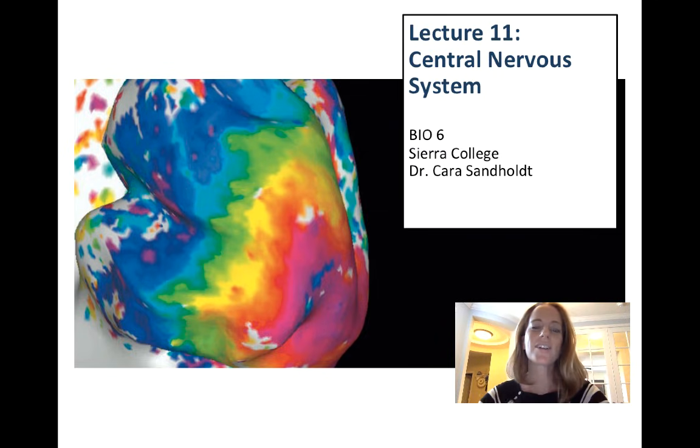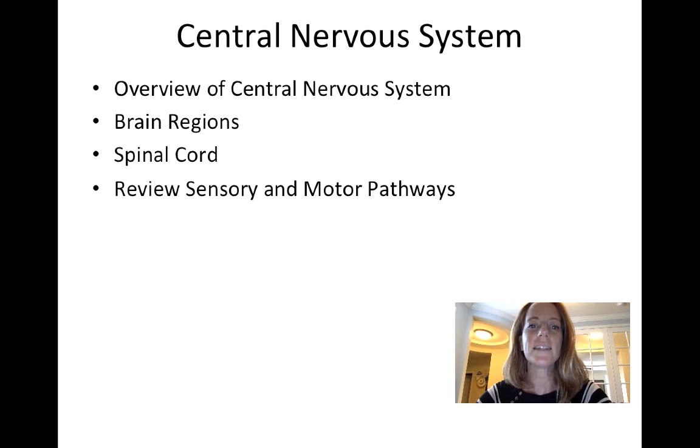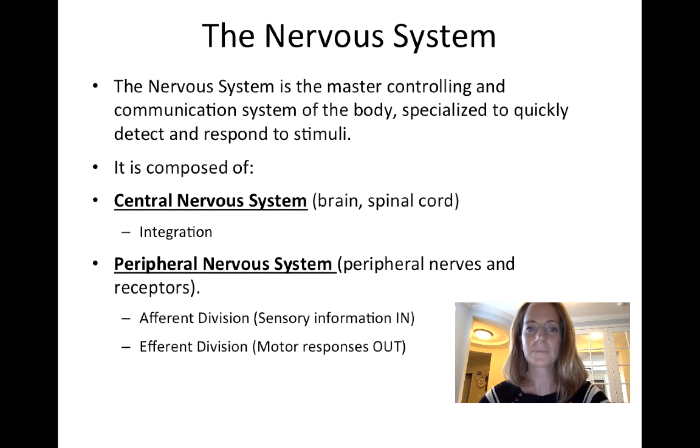Hi everyone, this is Lecture 11, Central Nervous System. So we are going to talk today about the central nervous system, in particular the regions of the brain and the spinal cord. In the end, we will then bring this all together to review the sensory and motor pathways that we began to introduce in the previous lecture, Lecture 10, when we talked about sensation.